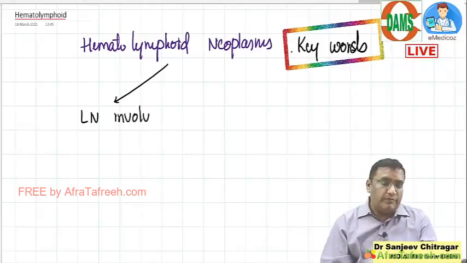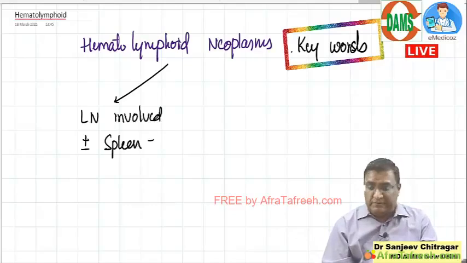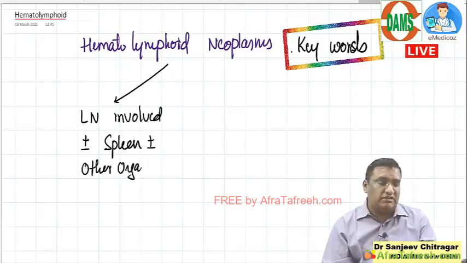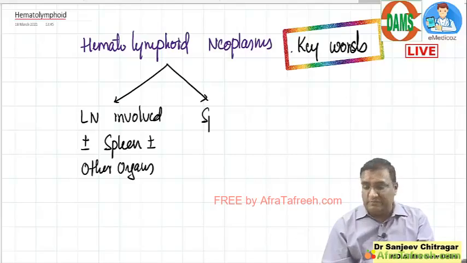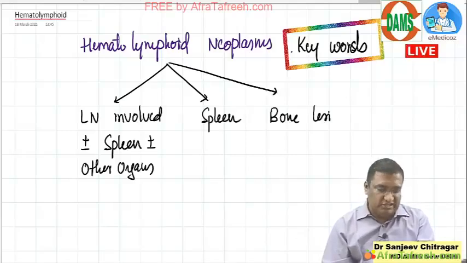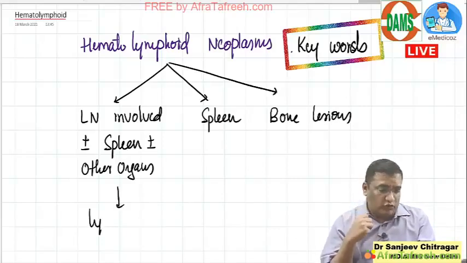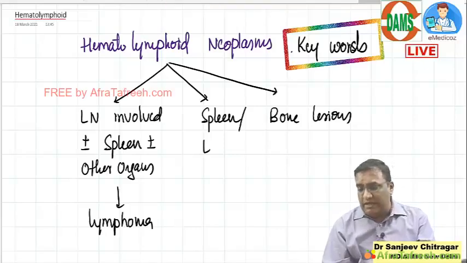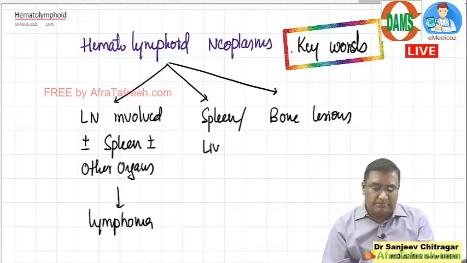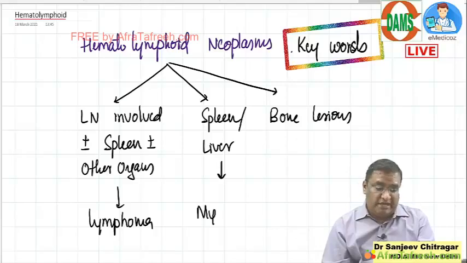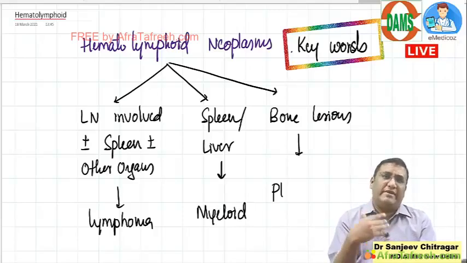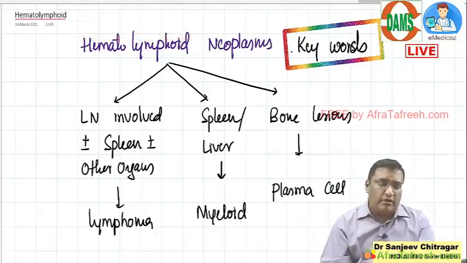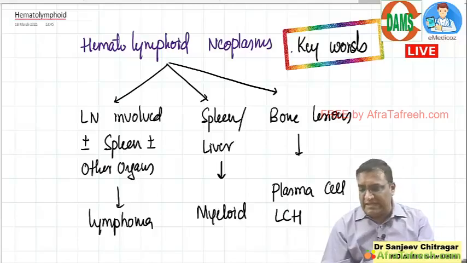Involvement of lymph node or other extranodal organ, for example spleen, plus or minus spleen involvement, plus or minus other organ involvement, or only spleen and liver involvement, or bone lesions are present. So there could be spleen involvement, bone lesion, or only lymph node. If lymph node is involved, then I'll suspect lymphoma. If it is spleen involvement and liver involvement, I suspect a myeloid neoplasm. And if it is bone marrow, spleen will not be involved in myeloid neoplasm, but there can be extramedullary hematopoiesis happening. And for bone lesions, I suspect a plasma cell neoplasm or LCH.